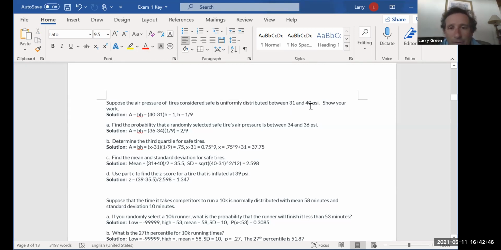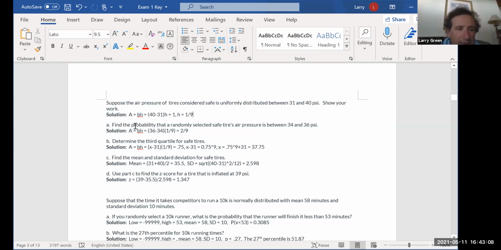So that means we need the height, area is base times height. The base is going to be 40 minus 31, because that's given. The height is h. And that has to be 1, because the whole thing is between 31 and 40. So I get h equals 1/9. Any questions on just getting h? Okay. That was a big piece of it.